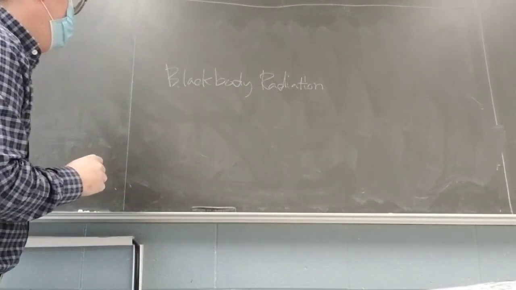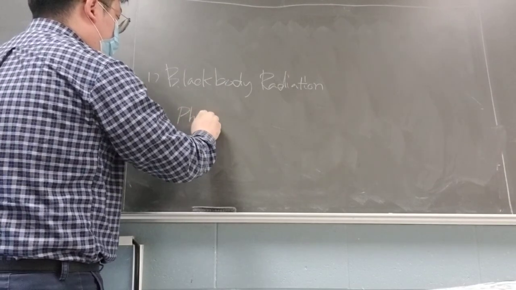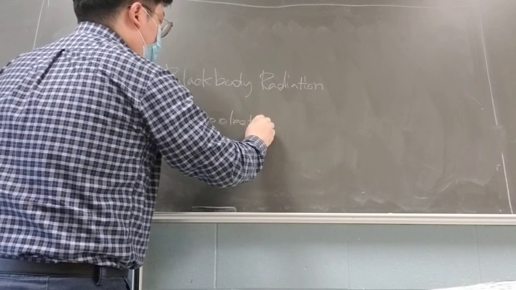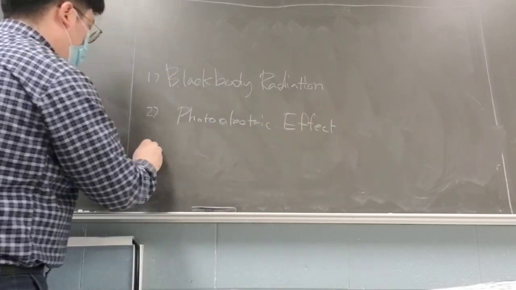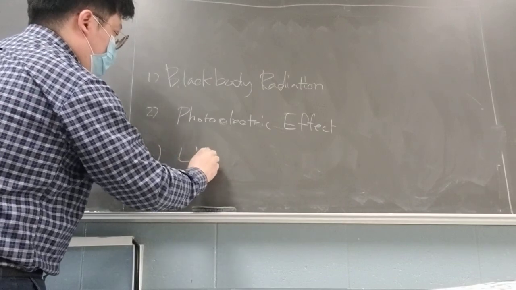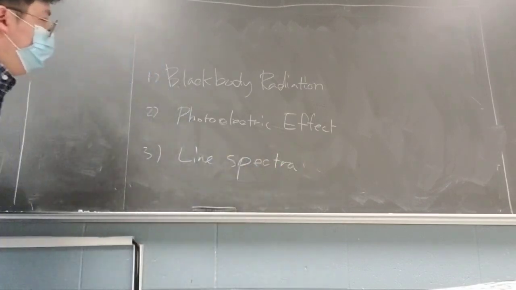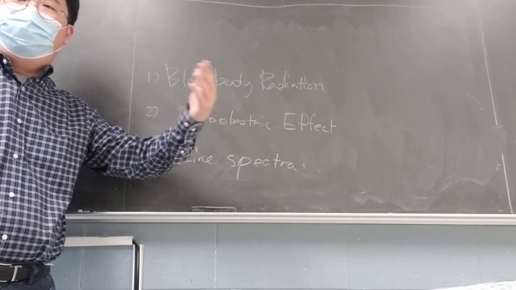Okay, and then the second one is photoelectric effects. The third one is a line spectrum. Okay, so there are three phenomena where we find that light sometimes behaves like a particle.